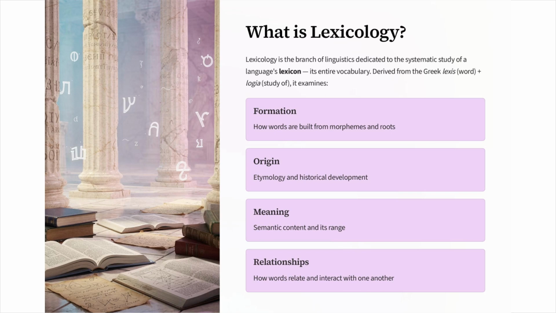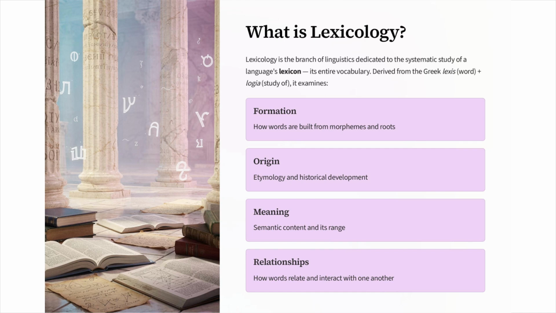Lexicology is the branch of linguistics that studies the lexicon of a language, in other words, its entire vocabulary. The term comes from Greek roots meaning word and study. However, lexicology is not only about collecting words. It studies words systematically. This includes how words are formed, where they come from, what they mean, and how they relate to one another. For example, lexicology looks at the structure of words and the morphemes that build them.